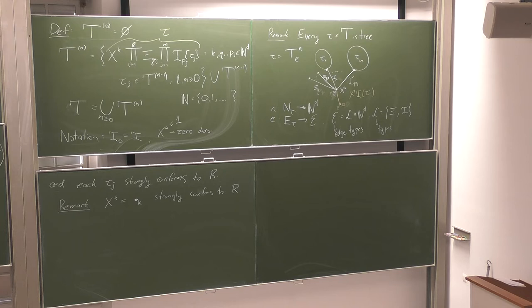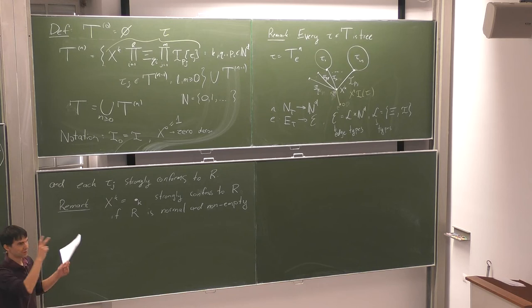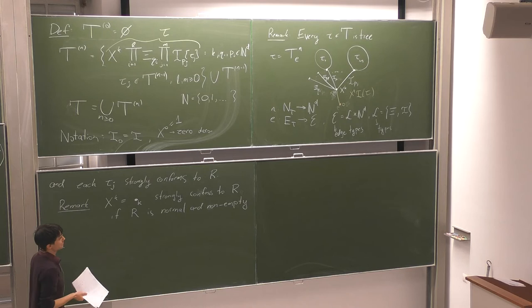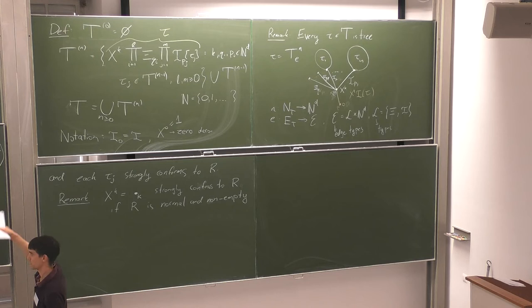So a tree strongly conforms to R if R is normal and non-empty. You need this assumption on R. Either this tree conforms to R or it doesn't. If it doesn't, then your set of trees that strongly conform is empty. But if it does, then it's quite rich. So even though this definition seems circular, it actually tells you all the trees that strongly conform to a rule.